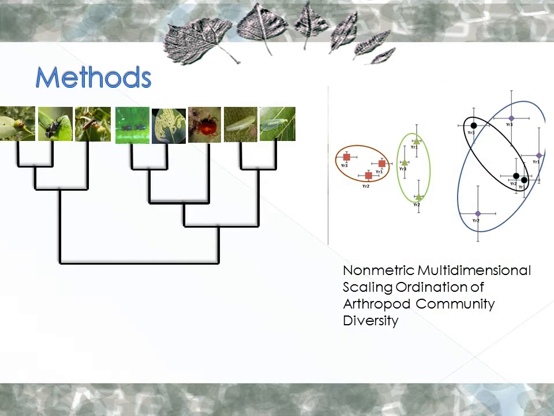Our approach to studying biodiversity requires different types of data. We made use of an existing large data set of arthropods that uses community ecological methods. We analyzed the data to evaluate arthropod communities within a phylogenetic context.